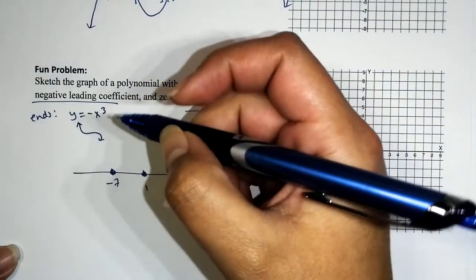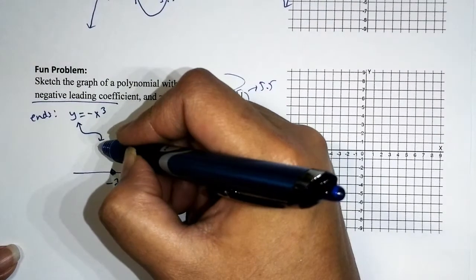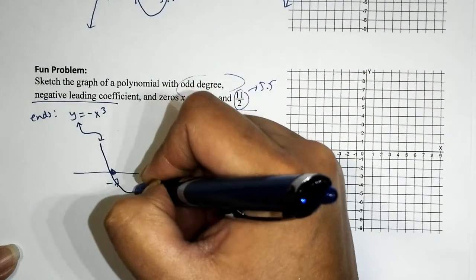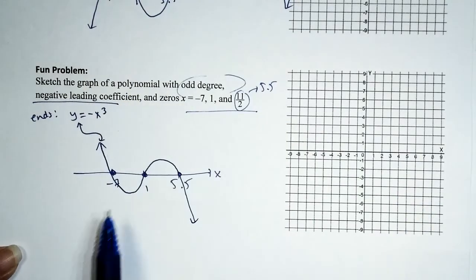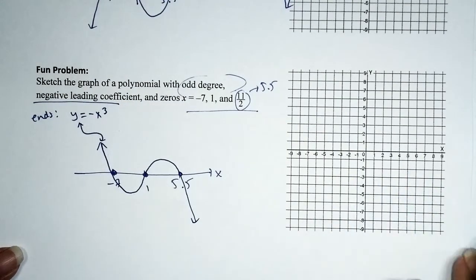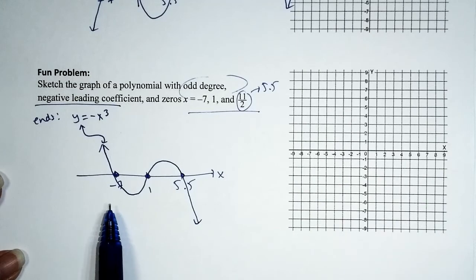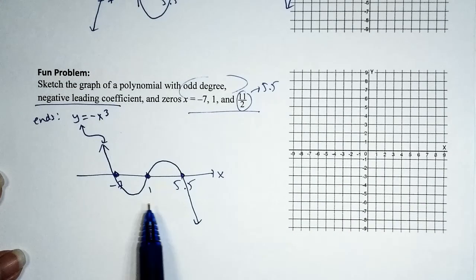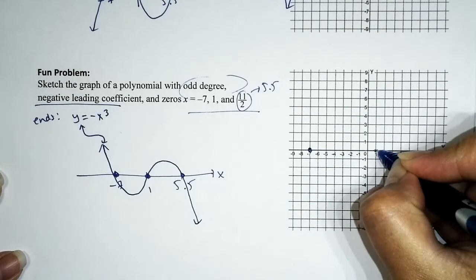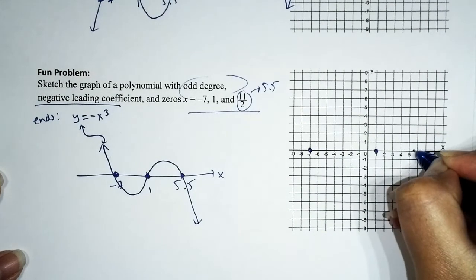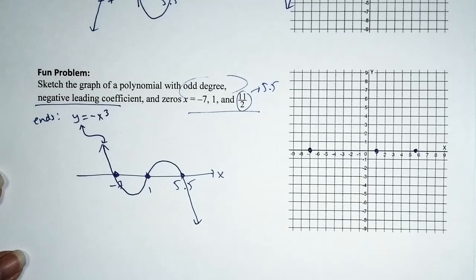We're going to do our best to do a smooth curve without any sharp points. Oh, look at that, how beautiful. I wish I could submit this for credit, but I can't because graph paper is provided. So let's go ahead and locate our zeros. So -7, 1, and 5.5. So -7, 1, and then 5.5, and let the driving begin.